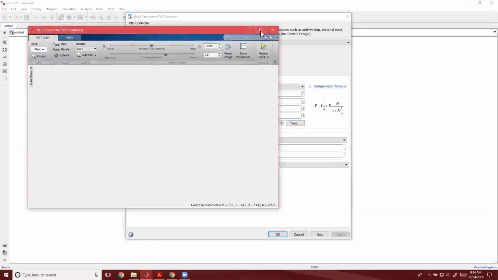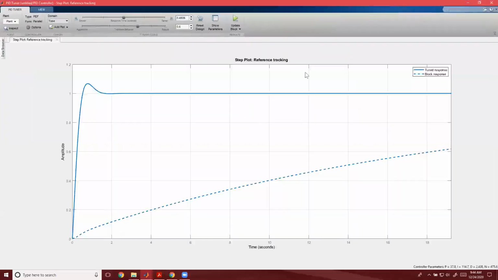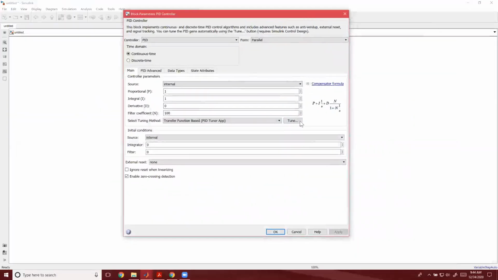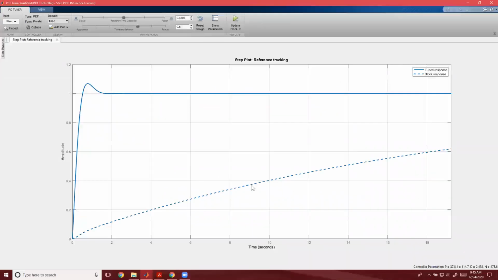So the output is a flat line, sir? Yes, we haven't run it yet. Just don't run it. Just go to your PID block, double click it, and select Tune. It will take you to another window. We're going to look at that now.